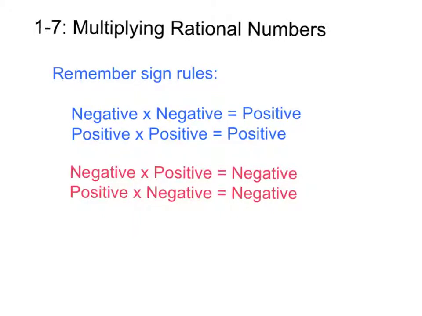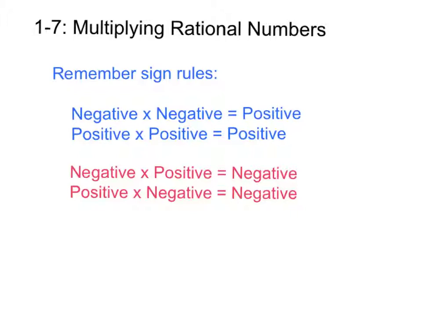In this video, we're going to take a look at how to multiply rational numbers. The first thing we need to remember is our sign rules. So remember, if you have the same sign, your answer is going to end up being positive. So that means a negative times a negative is a positive, or a positive times a positive is going to give you a positive answer.